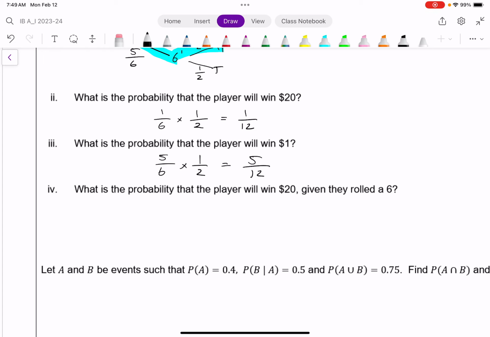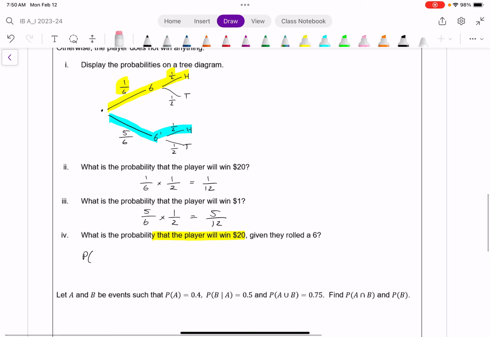Okay, so now we have a given, or a conditional probability here. What is the probability that the player will win $20 given they rolled a 6? So if we know they rolled a 6, what's the probability they'll win $20? I'll work it out 2 ways. I'll use that same sort of formula as before. So what's the probability they'll win $20 given they rolled a 6? Well, first, what does it mean to win $20? To win $20, that means that's this pathway I've highlighted in yellow, which I've already found the probability of here, 1/12.